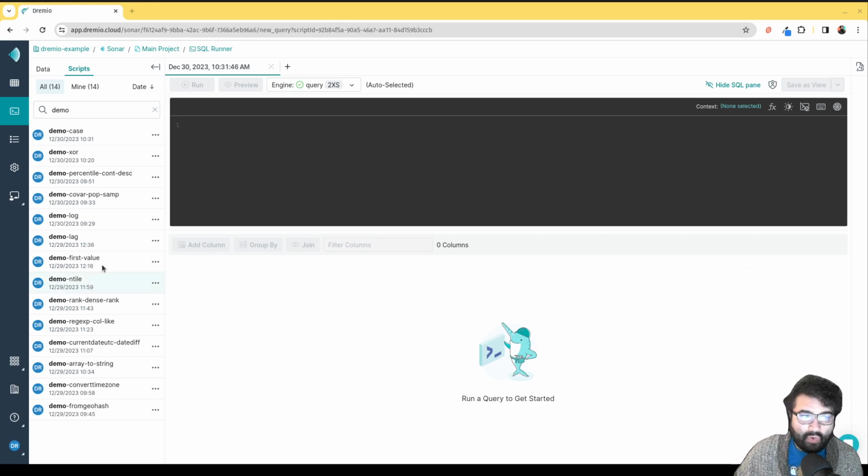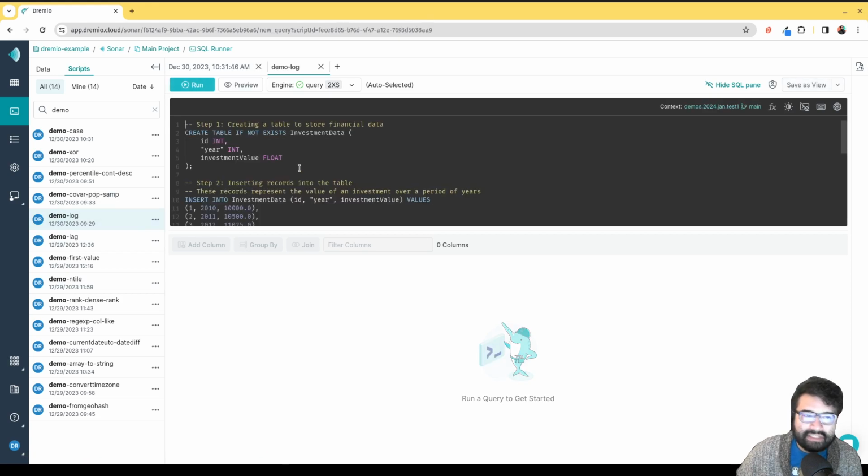Today we're going to be going over the log function, which allows you to take two numbers and figure out the logarithm, essentially how they move together and the strength of that relationship. This is often used in finance, so we're going to use a financial example. Here we have the year of the investment data and the value of the investment, so essentially we're assessing the movement of the value of the investment over several years.